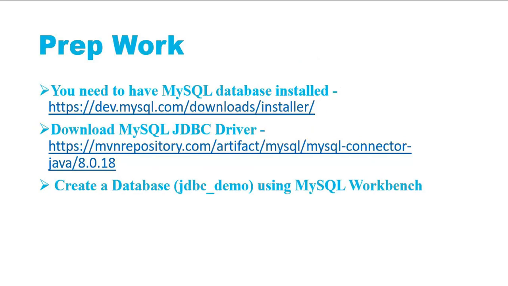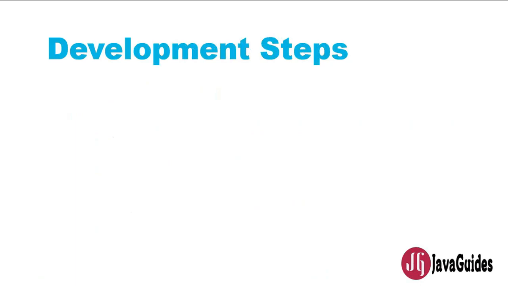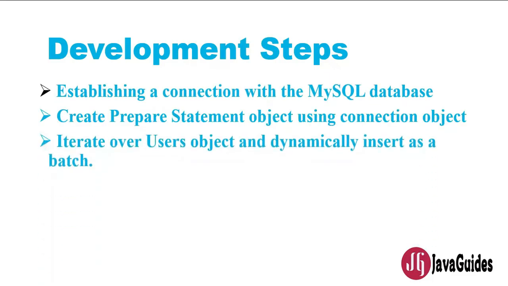Before we get started, there is some preparation work that needs to take place. You need to make sure that you have installed the MySQL database on your machine, that you download the MySQL JDBC driver, and that you have created a database in the MySQL server. We create a users table with id, name, email, country, password as column names. We use this script to create a table in a MySQL database. Alright, let's have a look at the development steps. This slide is really useful because it outlines exactly what we need to do.